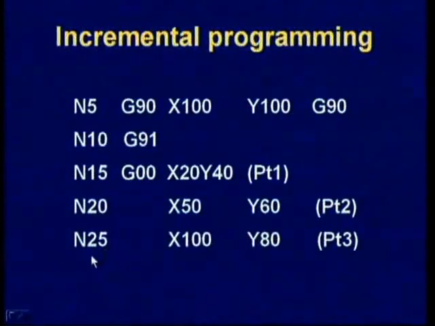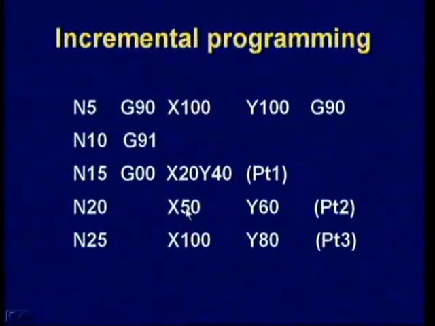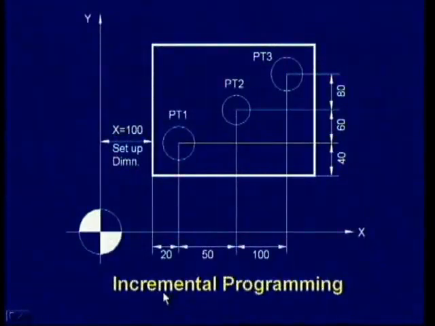In the next block N25, displacement in x is 100, but displacement in y is 80, not with respect to the datum, it is with respect to x50, y60, that is point 2. Now incremental programming, here this is the datum, this is point 1, point 1 is at a distance of 20 units in the x direction and 40 units in the y direction. Then what is the coordinate displacement for point 2?